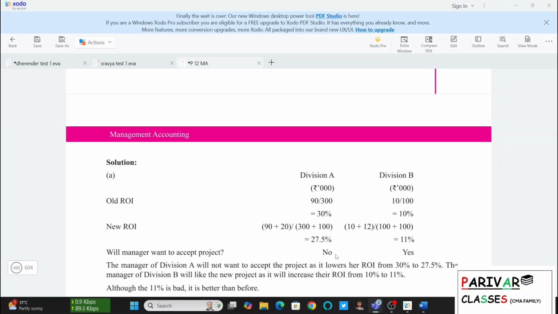So the divisions' performance is judged based on ROI only. The division manager of division A will not accept the new project because ROI is reducing, whereas division B will accept because its ROI is increasing. Up to here, I think it is clear.